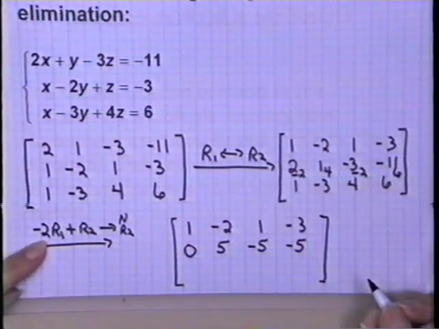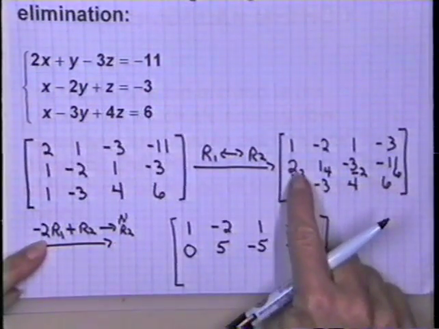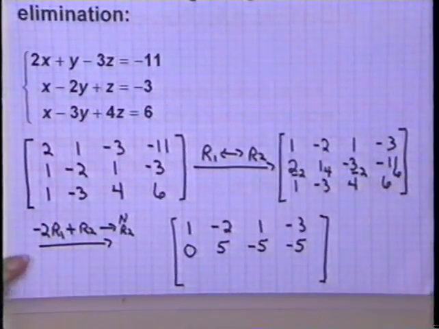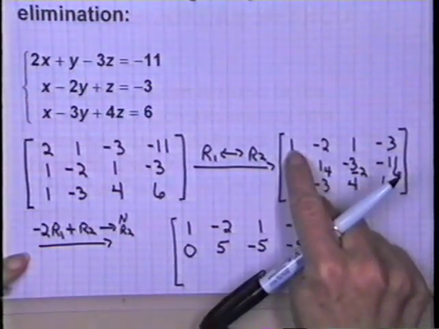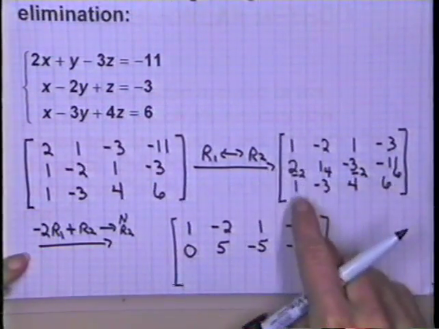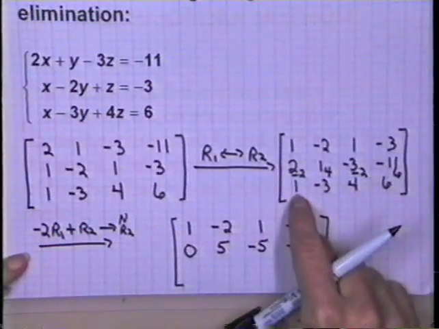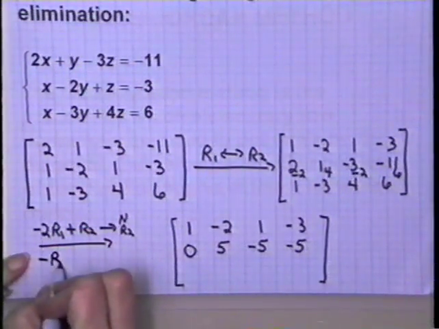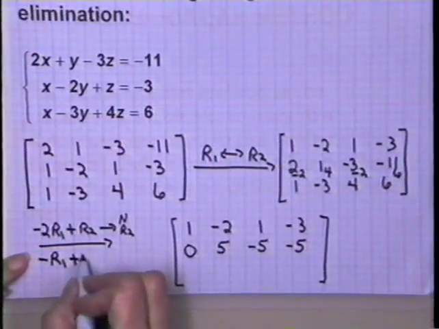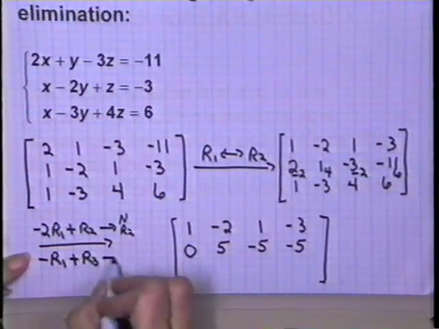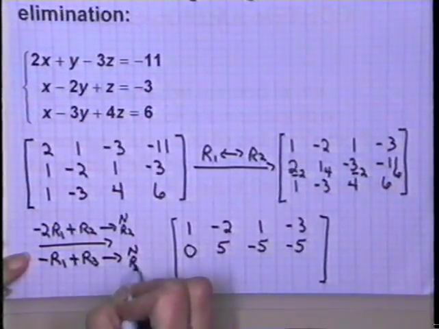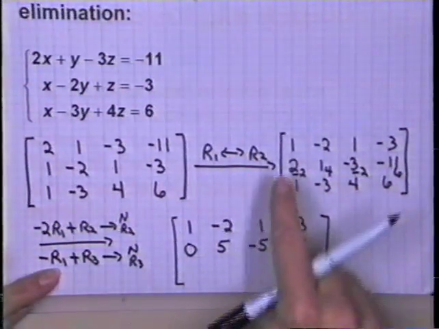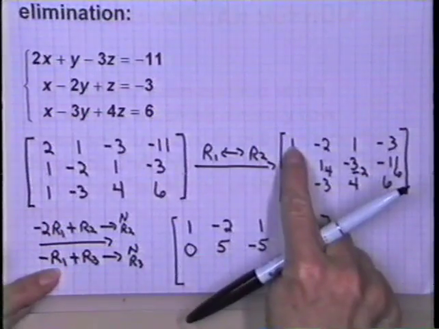Okay? Now while I'm here, since I got the 0 here, I'm also going to get the 0 down here. So I'm going to change also row 3. Notice if I use row 1 again, all I have to do is to multiply row 1 by negative 1 and add to this. So negative 1 times row 1, or minus row 1, added to row 3 is going to become my new row number 3. Okay, so I'm going to multiply negative 1 times row 1.